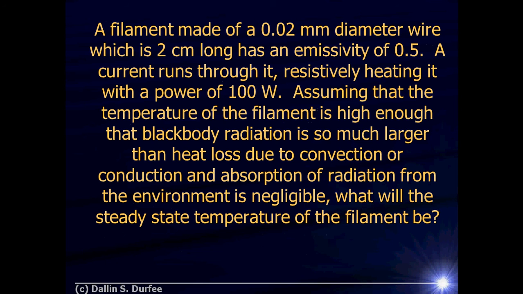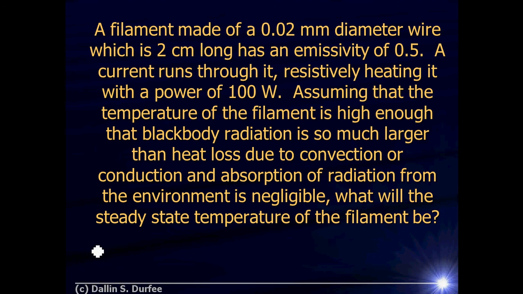A filament made of 0.02 millimeter diameter wire, which is 2 centimeter long, has an emissivity of 0.5. A current runs through it, resistively heating it with a power of 100 watts. Assuming that the temperature of the filament is high enough that blackbody radiation is so much larger than heat loss due to convection or conduction, and absorption of radiation from the environment is negligible. That's not very well worded, but what I meant to say is we don't have to worry about convection or conduction or absorbing any radiation from the environment. What will the steady state temperature of the filament be?